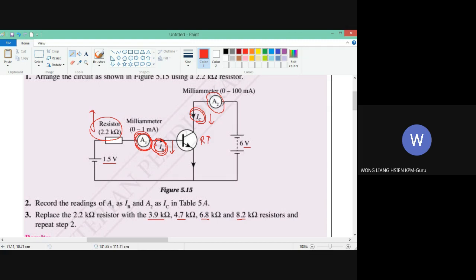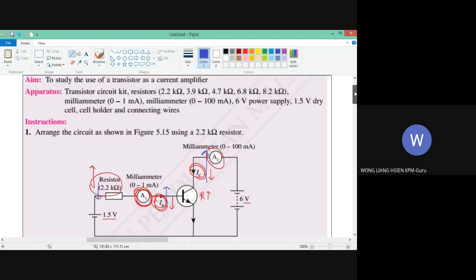So in this sense, we can say that the transistor acts as a current amplifier, because if we do the opposite and decrease this resistance, then this base current will increase, and this collector current will become higher also. So you can use the transistor to amplify this current. So in this sense, we say that it is a current amplifier.